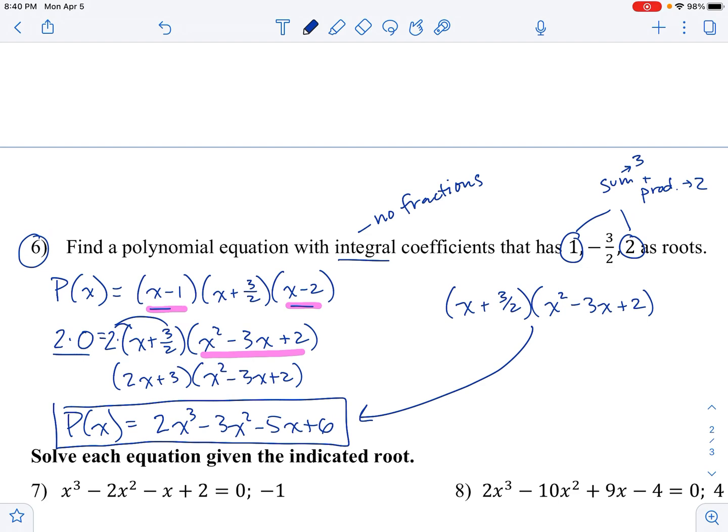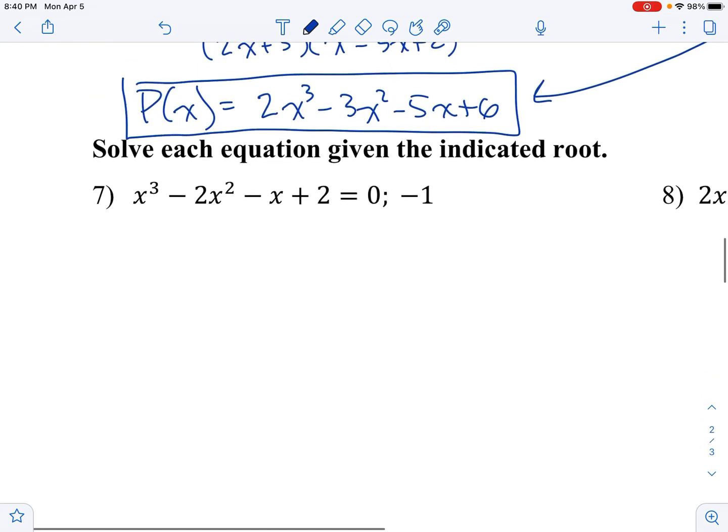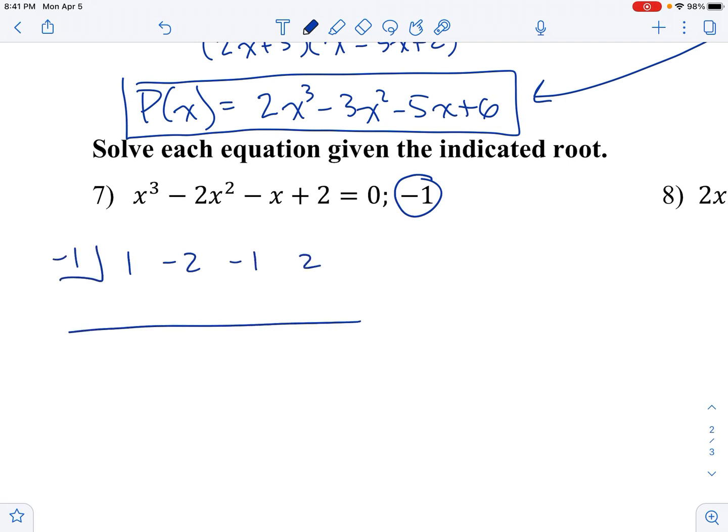All right, two more questions. Let's do number 7 here. Solve the equation given the indicated root. They are telling me that this is a root, and so I can divide it out. I'm going to use that synthetic division to divide out my root. I have 1, -2, -1, 2, and I'm taking out my root of -1. When they tell you the root, they're already setting it equal to 0, so it's just a -1 in my box. I better get 0 as a remainder because they told me it's a root.